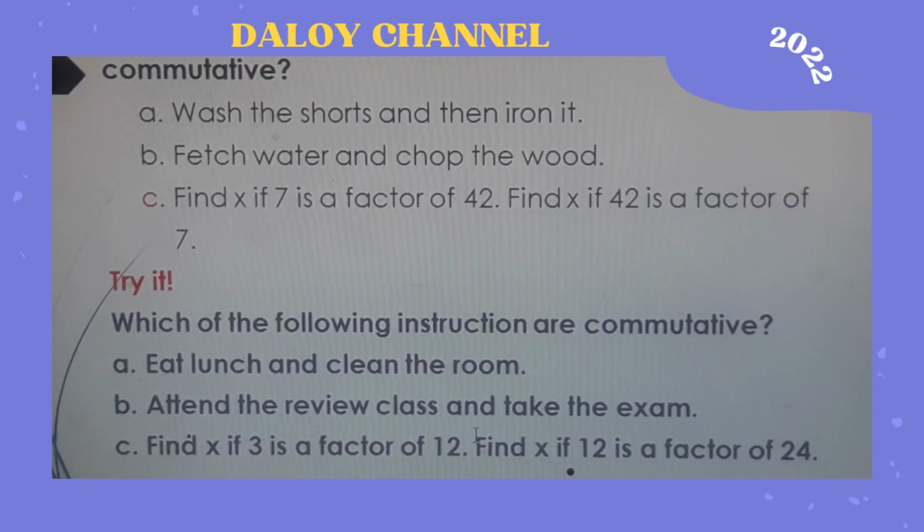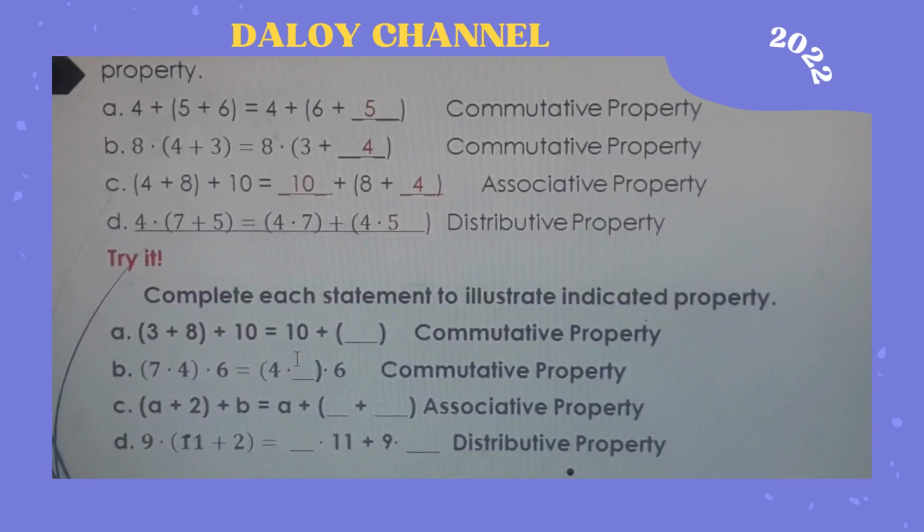So you try to answer the activity provided here. We will continue to the next example. In number 2, you are required to complete each statement to illustrate the indicated property. Letter A. 4 to be added by 5 plus 6 is equivalent to 4 to be added by 6 plus blank. And that is 5, to make it a commutative property.